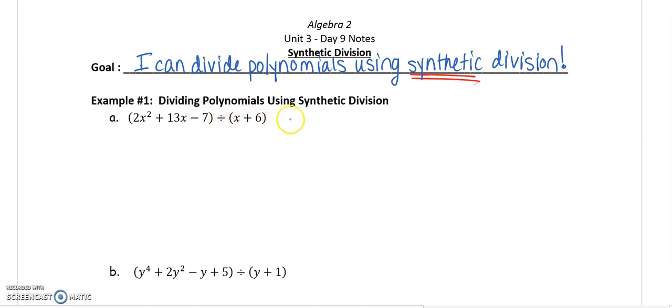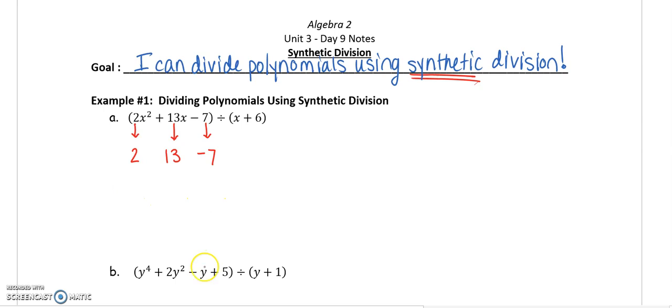Now, what we're going to do is we don't like having variables when we're doing the division. It makes it harder. So what we do is we take the coefficients from the first polynomial and we bring them down without the variables. So 2, positive 13, and then the negative 7. Okay, and these are going to be the starting point for where we're dividing.